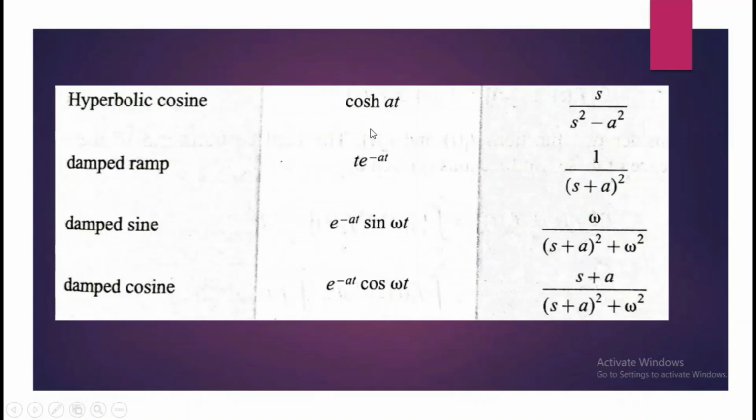So till here we have derived. The next three we will learn in the upcoming lecture.